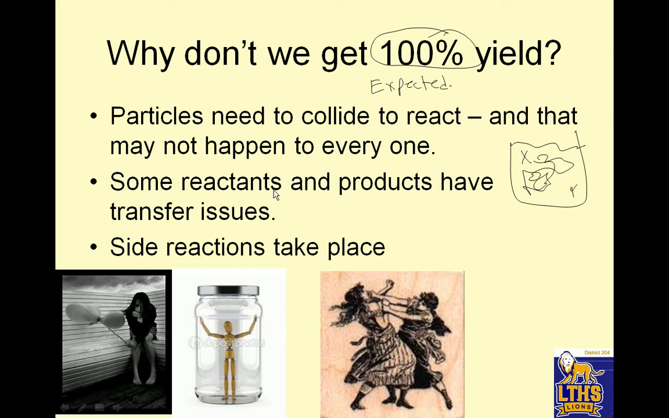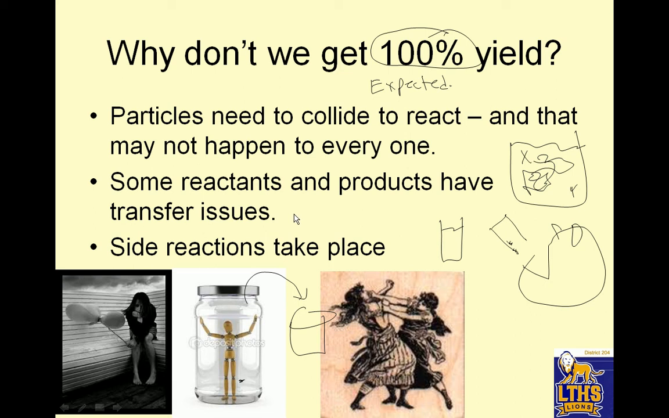Okay. Some reactants and products have transfer issues. So if I'm a particle right here in this glass and I'm supposed to react with something in a beaker over here, what if I'm stuck in that beaker? For example, if I have a glass of Kool-Aid and I pour it out, isn't there always a drop or two left in the glass? It's like, oh, I can't get the last one out. So sometimes when we move things from one container to another, we lose them, and then they never are able to react. Oh, so sad.